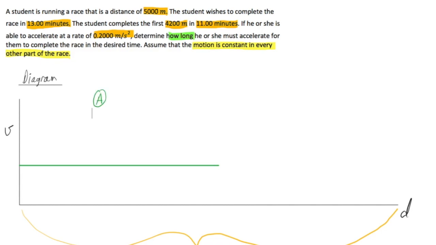Now there's actually a couple of ways that we could look at it. There are two ways that our runner could have finished the race. They could have waited to the end to do the acceleration, or do the acceleration first and then run the remainder of the race at a constant speed.